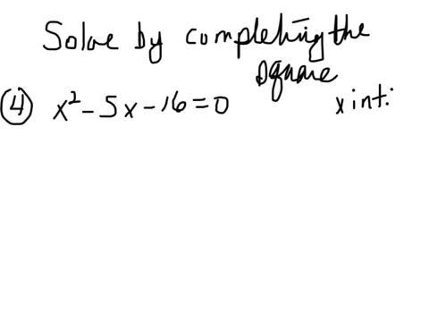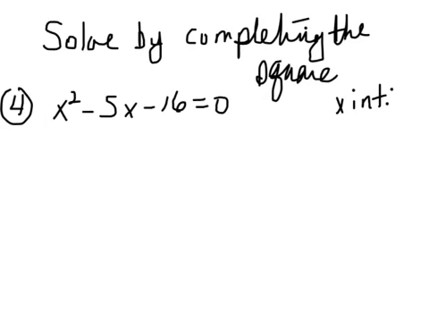Do you notice that this one doesn't have a y right here? It had a 0 already. We can set y equal to 0 when we want to find our x-intercepts, and that's one of the reasons we do that when we're completing the square. But if I want to solve, I can do this. I can complete the square.